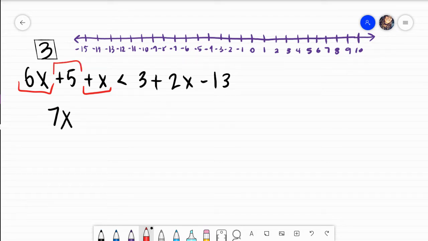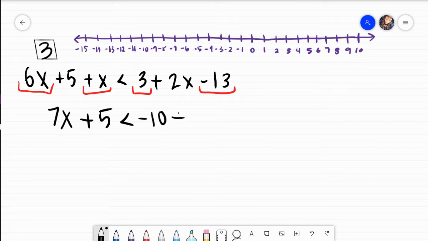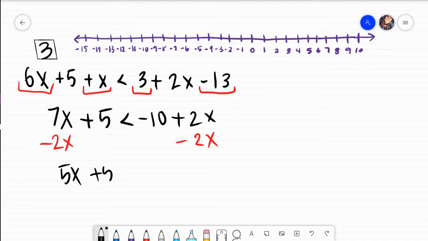I've got a 5. Oh, that's it. There's my inequality symbol. So I actually just have a plus 5 less than. We can go ahead and do the math here. It's a plus 3 and a negative 13. Signs are different, so we would subtract, keep the sign of the larger. Plus 2x. Now I want to move that 2x, so I do a negative 2x. Looking on the left-hand side, 7 minus 2, it's going to be 5x plus 5 less than negative 10.